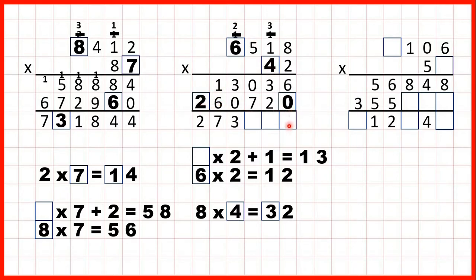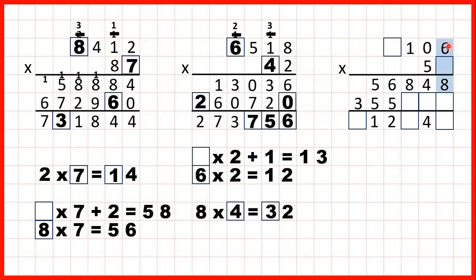Now adding up our answer lines, 6 plus 0 is 6, 3 plus 2 is 5, 0 plus 7 is 7, and now to check that we've not made any mistakes, let's just keep going. 3 plus 0 is 3, 1 plus 6 is 7, and nothing plus 2 is 2.